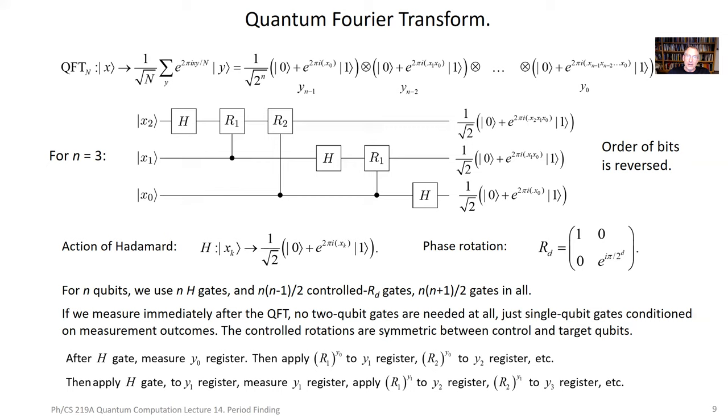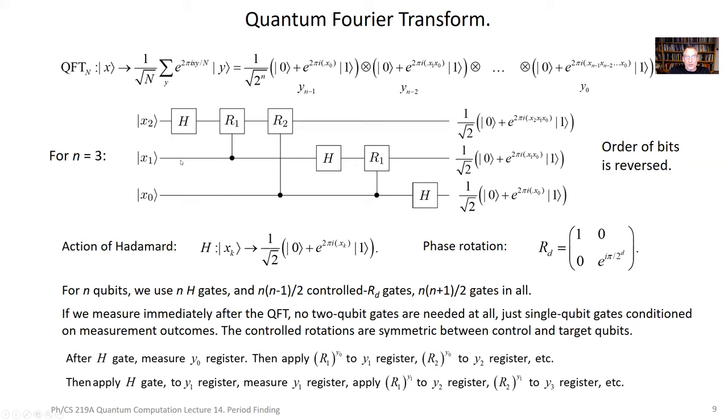Namely, I start with that most significant bit, and I apply the Hadamard, and then I measure. Well, it's the most significant bit of the input, but it's the least significant bit of the output. When I measure, then if I get the value 0, I don't do anything more. If I get the value 1, then I apply rotations to the other registers.